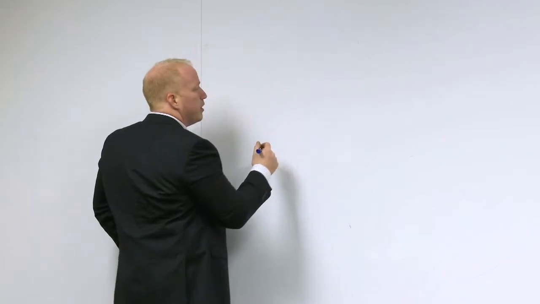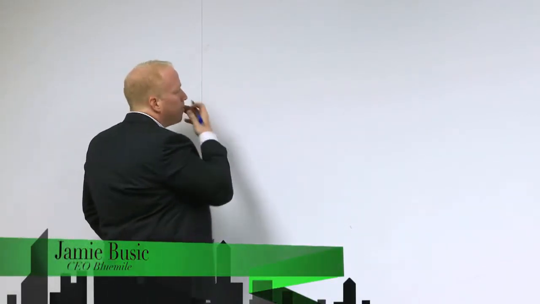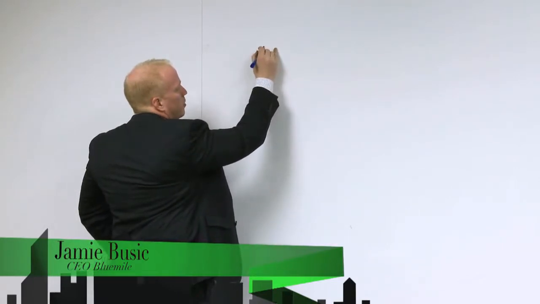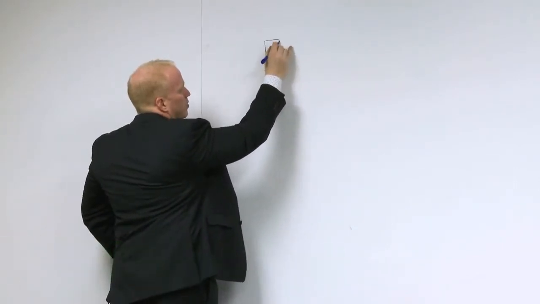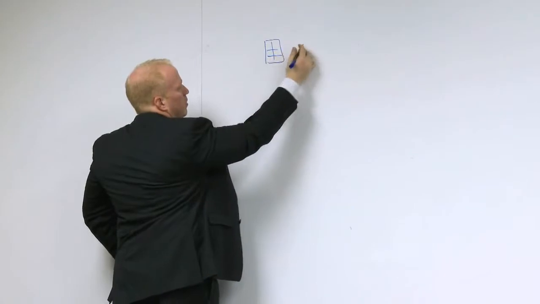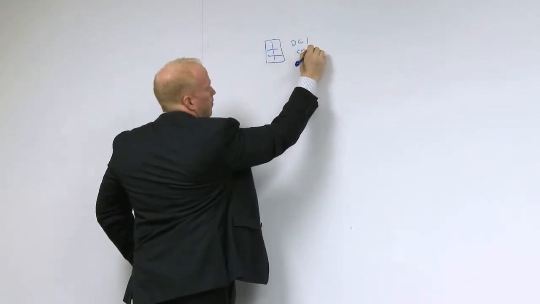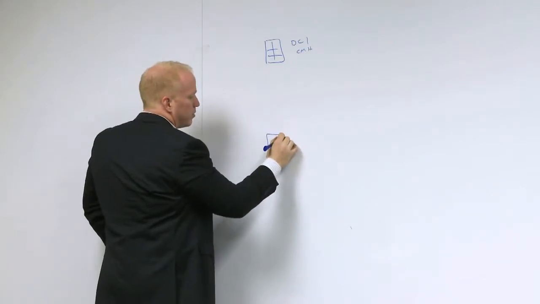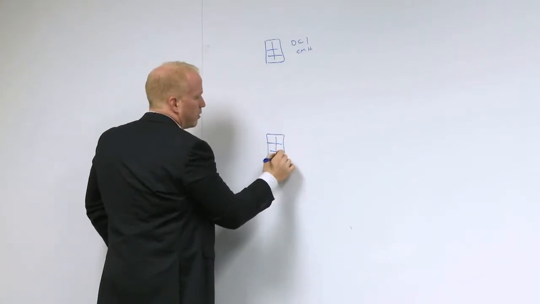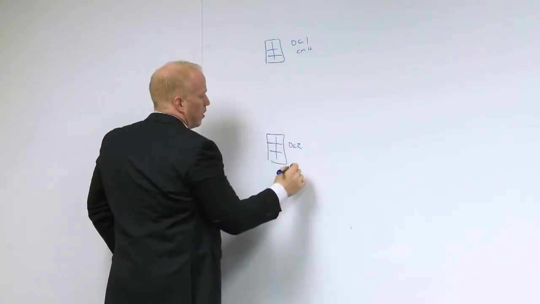We have two levels of DR. We have intra and intercity DR inside of our cloud. And the first is we have systems, let's say in data center 1 in Columbus. And then we have systems in data center 2 in Columbus.